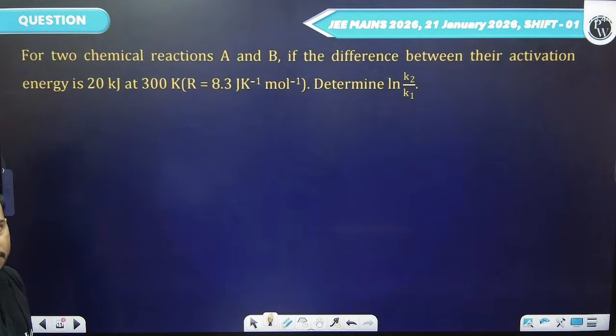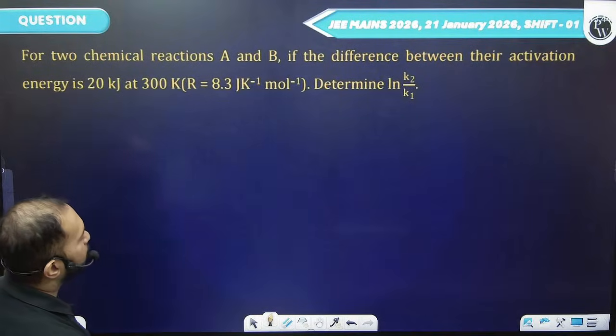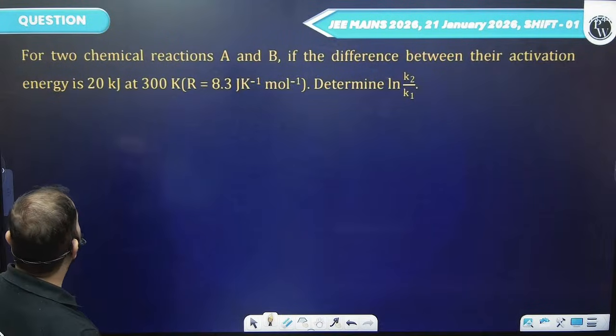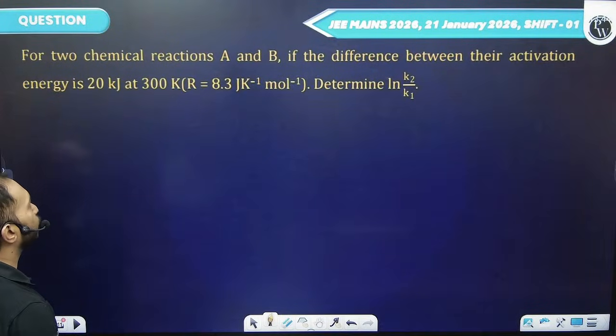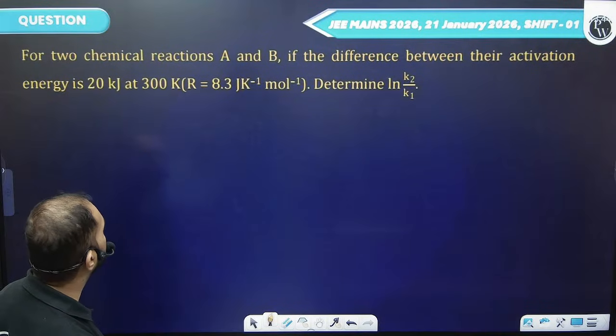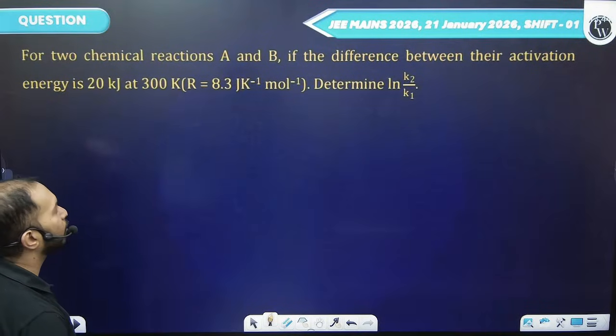Just look at this question. It's a straightforward one-liner question, right? One of the classic examples of a JEE Mains question, right? What's given? There are two reactions A and B. The difference in the activation energy in A and B is 20 kilojoules. Delta E is given, and then temperature is also given.